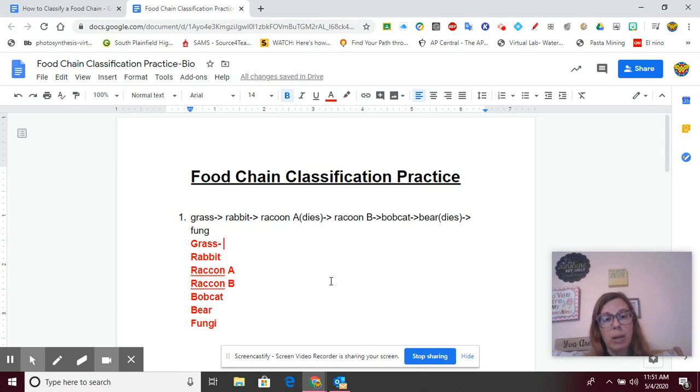Grass is eaten by a rabbit, which is eaten by raccoon A, which then dies, which is eaten by raccoon B, which is eaten by a bobcat, which is eaten by a bear that dies, and that bear is then eaten by fungi. So we need to classify each organism. We have all the organisms listed here, each organism in the food chain.